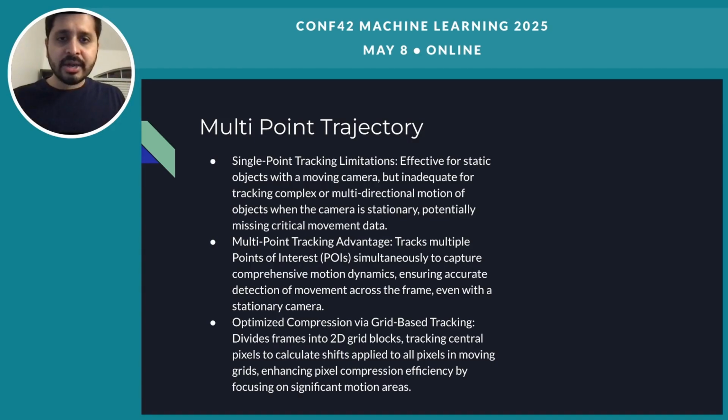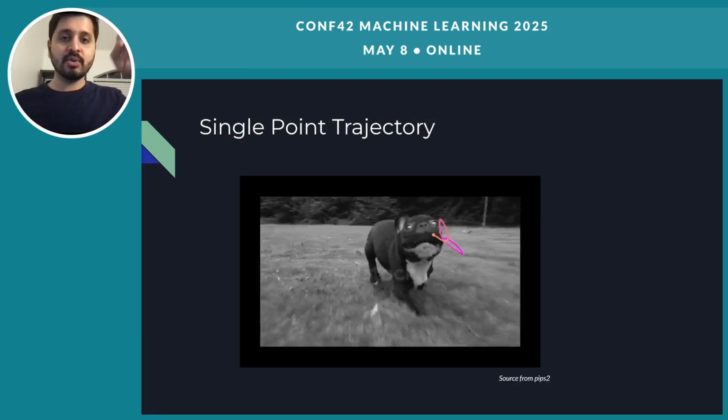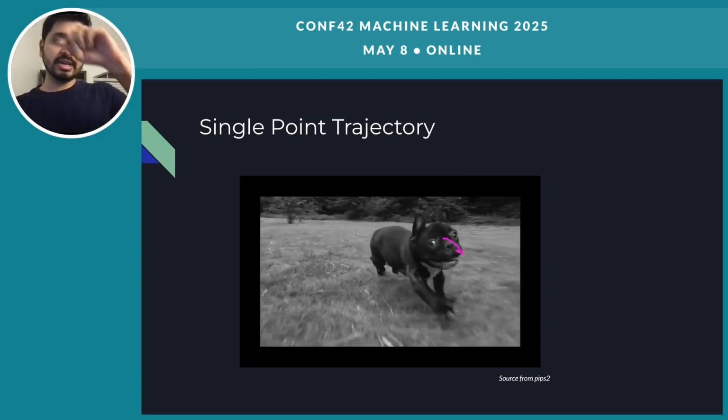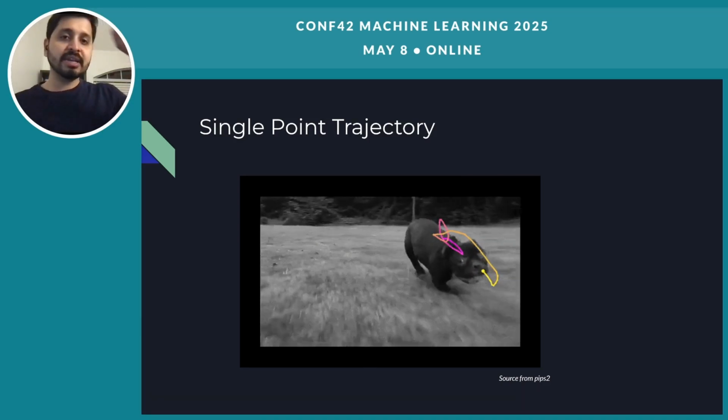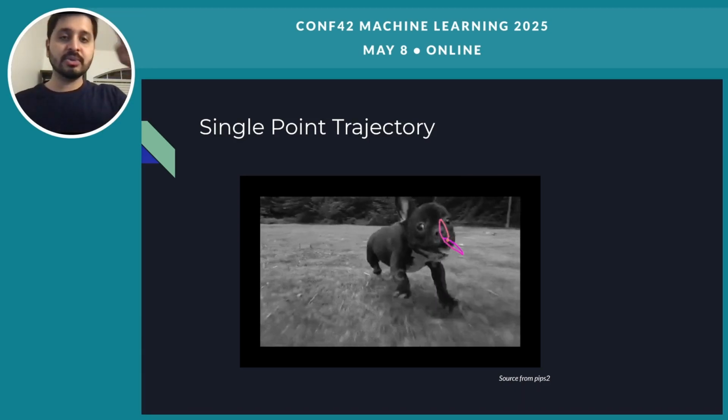To give a quick visual of what the multi-point trajectory will look like, from the previous video we saw that there was a dog and the dog was moving and we were pointing to just one trajectory. I can go back here. You can see here it's just tracking one trajectory, and this trajectory looks like some kind of leap, right? So that's why it's moving.